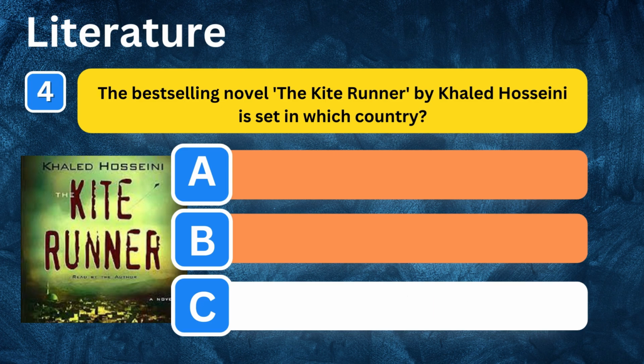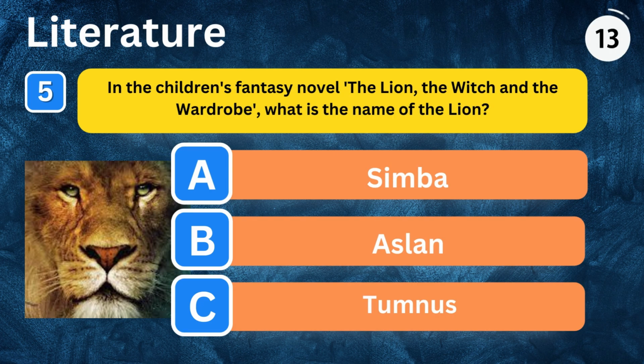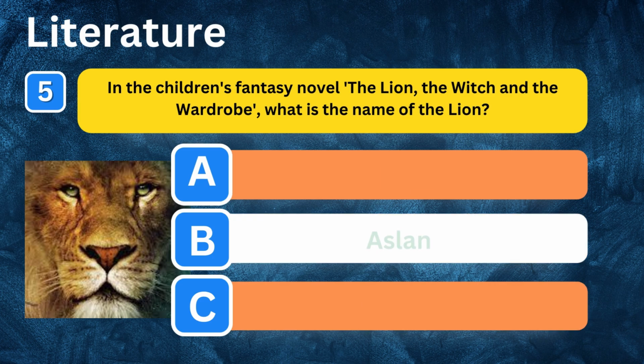Question number 5. In the children's fantasy novel The Lion, the Witch and the Wardrobe, what is the name of the lion? Is it Simba, Aslan, or Tumnus? And the answer is Aslan.